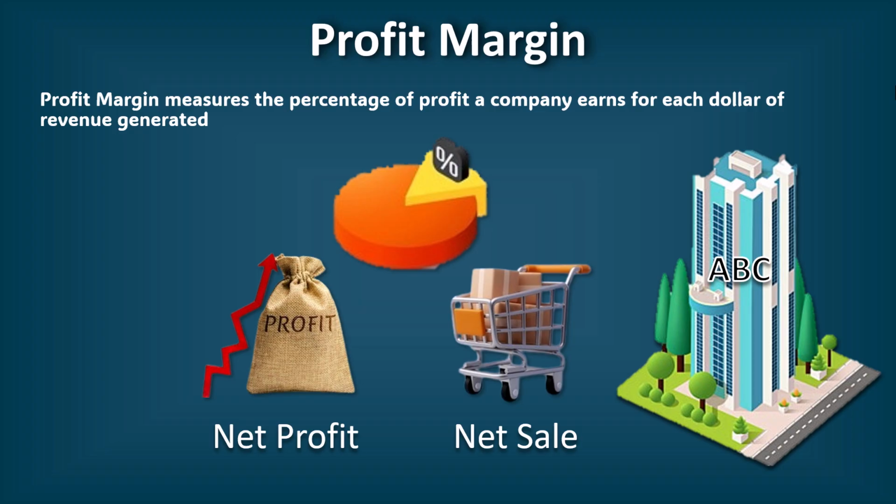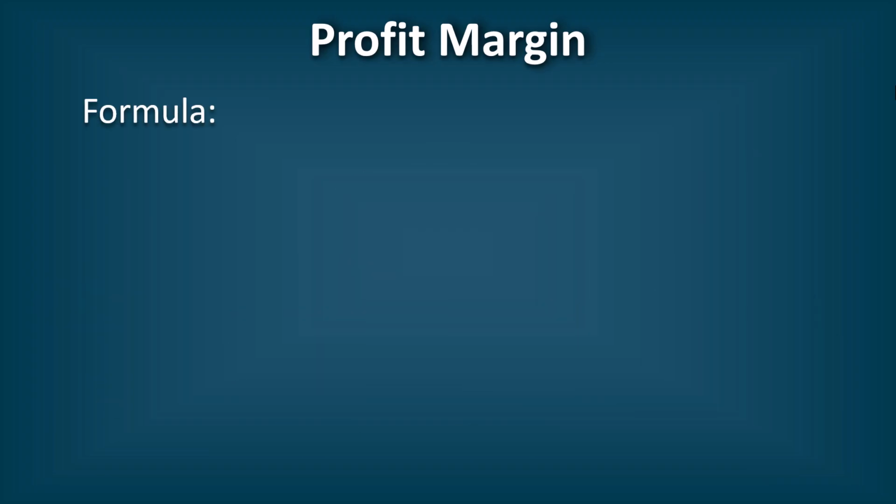If the profit margin ratio is higher, it is a good sign for the company because it means the company is keeping more profit from each dollar of sales. If it is lower, it is not a good sign, as it indicates the company is earning less profit relative to its revenue. Now, let's explain its formula.